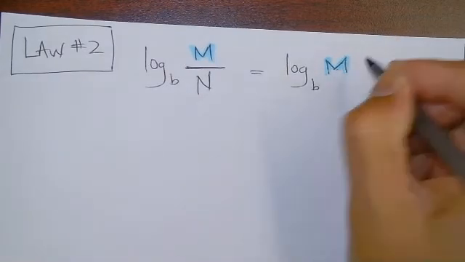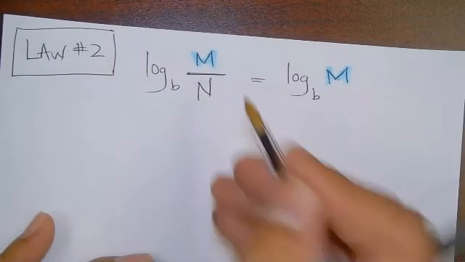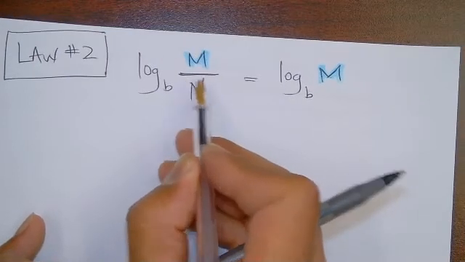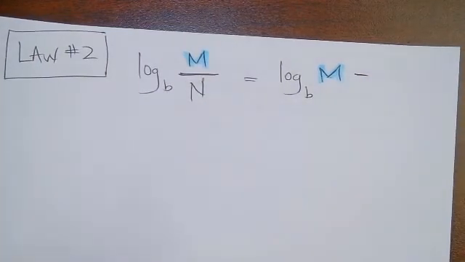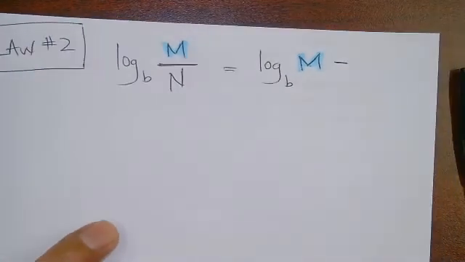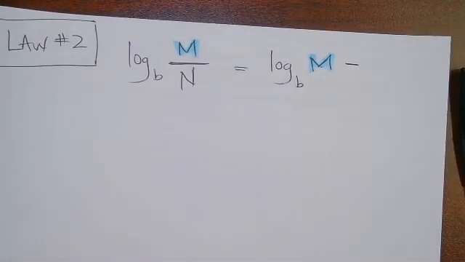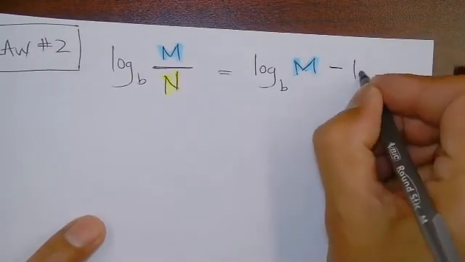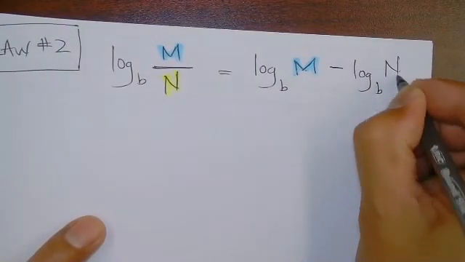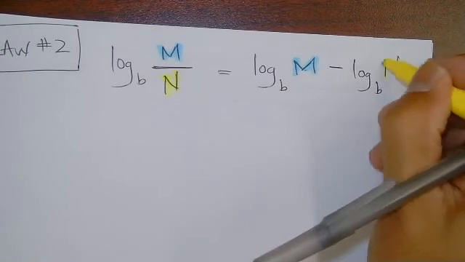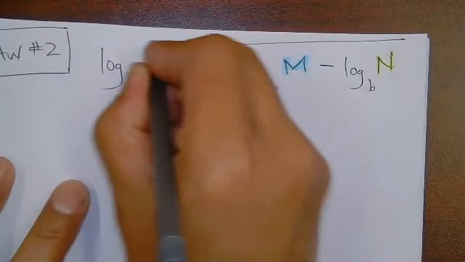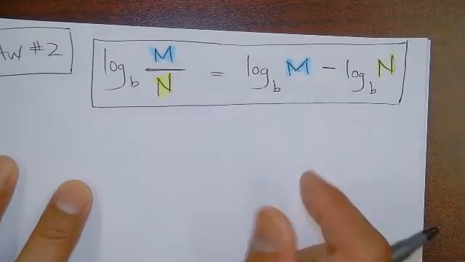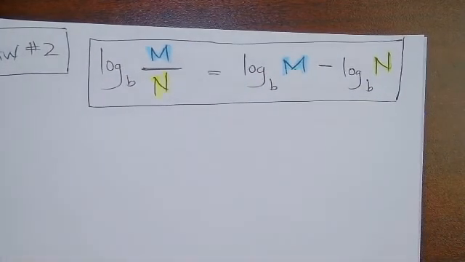So what am I going to write? Somebody tell me what to write. Log b of m, minus. Yeah, not divided by, right? Minus, or just think of this little division sign like a takeaway sign, right? Hopefully that will help you. Log b of whatever the top one is, always the top one, subtract what? And then the same thing, log with the same base of the bottom one.